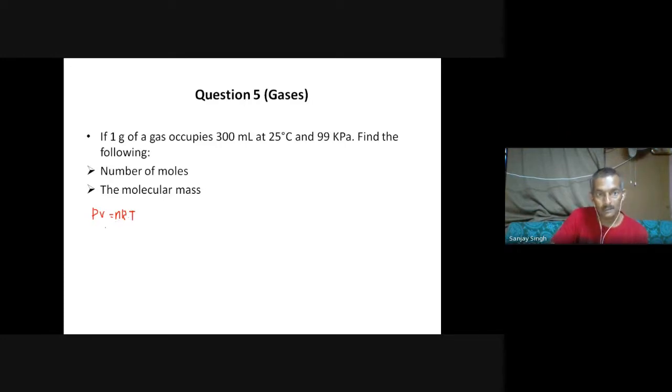You can make your number of moles the subject of the formula. So that's your PV over RT. Following everyone? Okay, so over here, you can put in the values then. The pressure is 99 kilopascals. And then you have your volume. What's your volume there? 300 mL. So convert the mL into liters, divide by 1000. So you get 0.3 liters then.